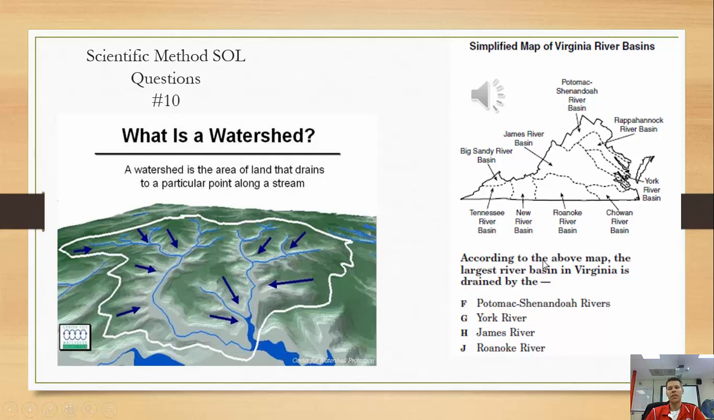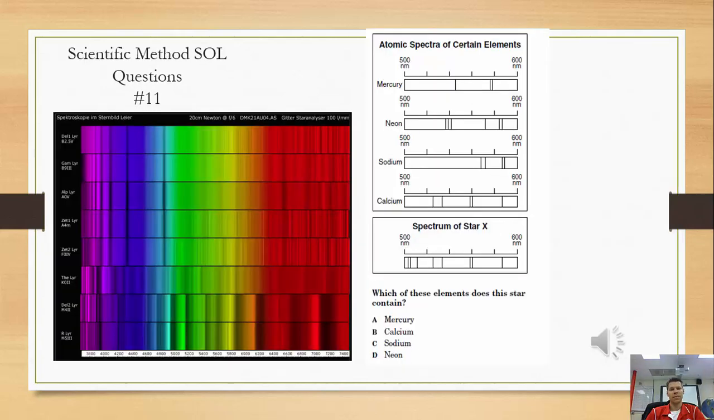Now, according to the above map, the largest river basin in Virginia is drained by the... Really, this question can also be answered by asking which one is the largest. And if you look through here, in Virginia, the James River Basin is the largest. And the James River Basin is for the James River. H is the best answer.